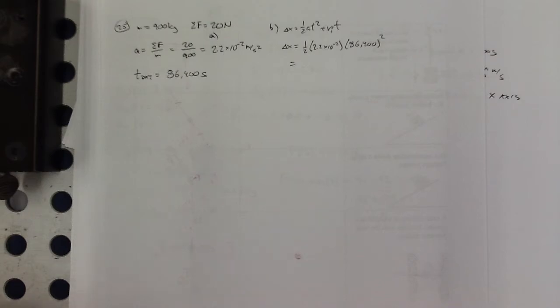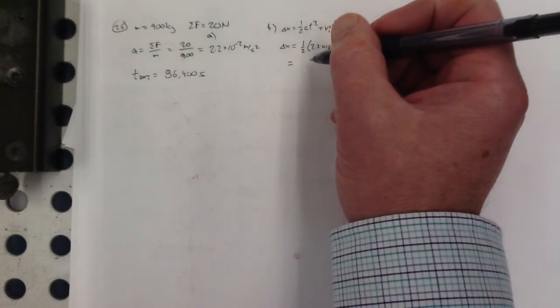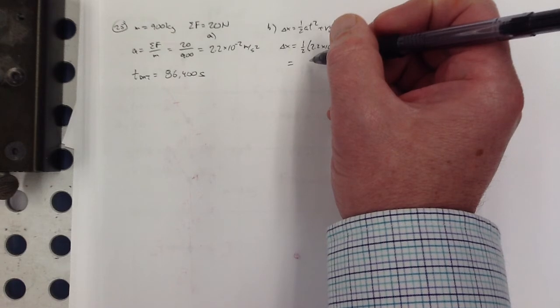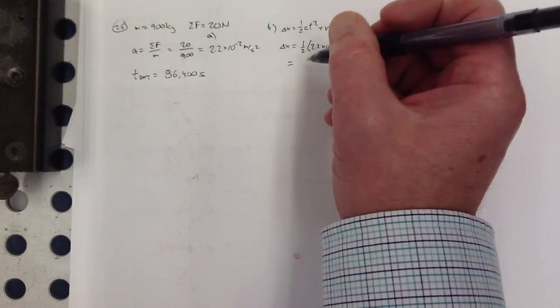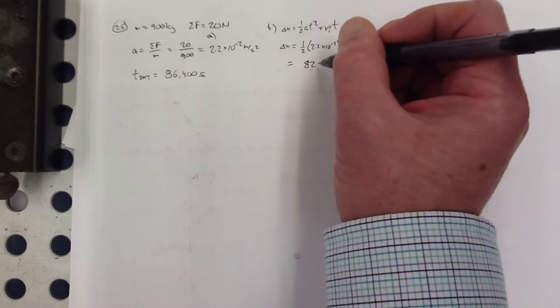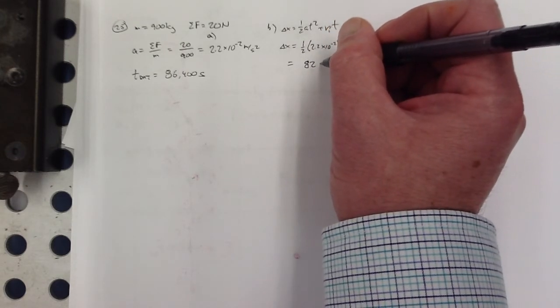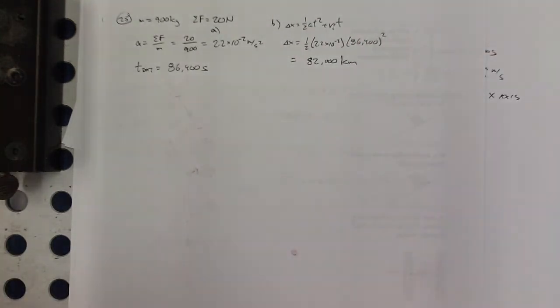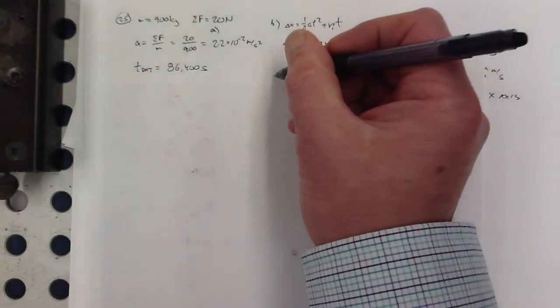So let's see. Punching some buttons on my calculator. So it looks like here I've got about 82 million meters or 82,000 kilometers. I think that's what I'm looking at. I'll check in the back in a minute, make sure we're good.